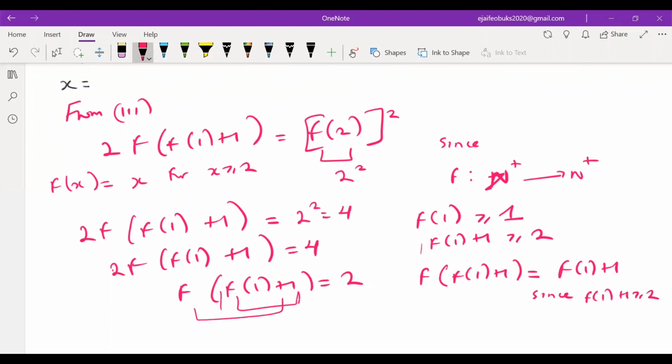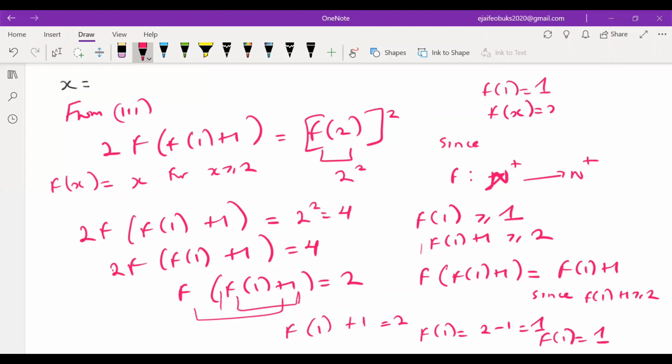Therefore, this is f of 1. That means we have f of 1 plus 1 equals 2. And that means f of 1 is 2 minus 1, which is equal to 1. So we know that f of 1 is also 1. So we see that f of x is equal to x for all cases, and we're done for all x. So this is the only solution. The only function that works is f of x equals x, and that's all.